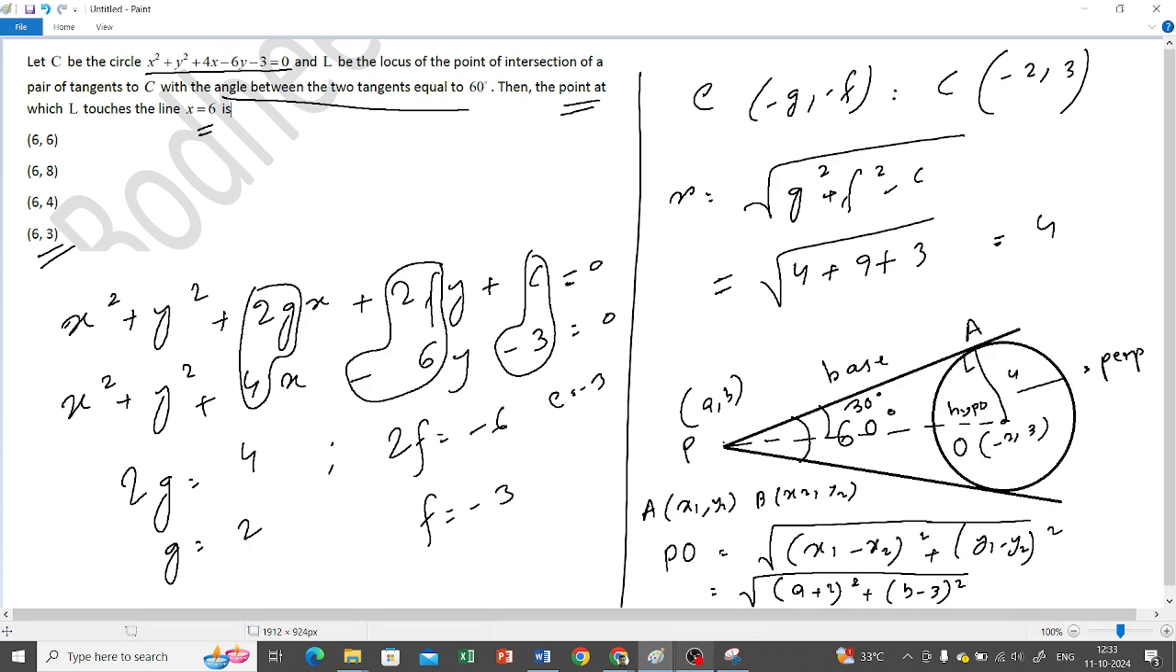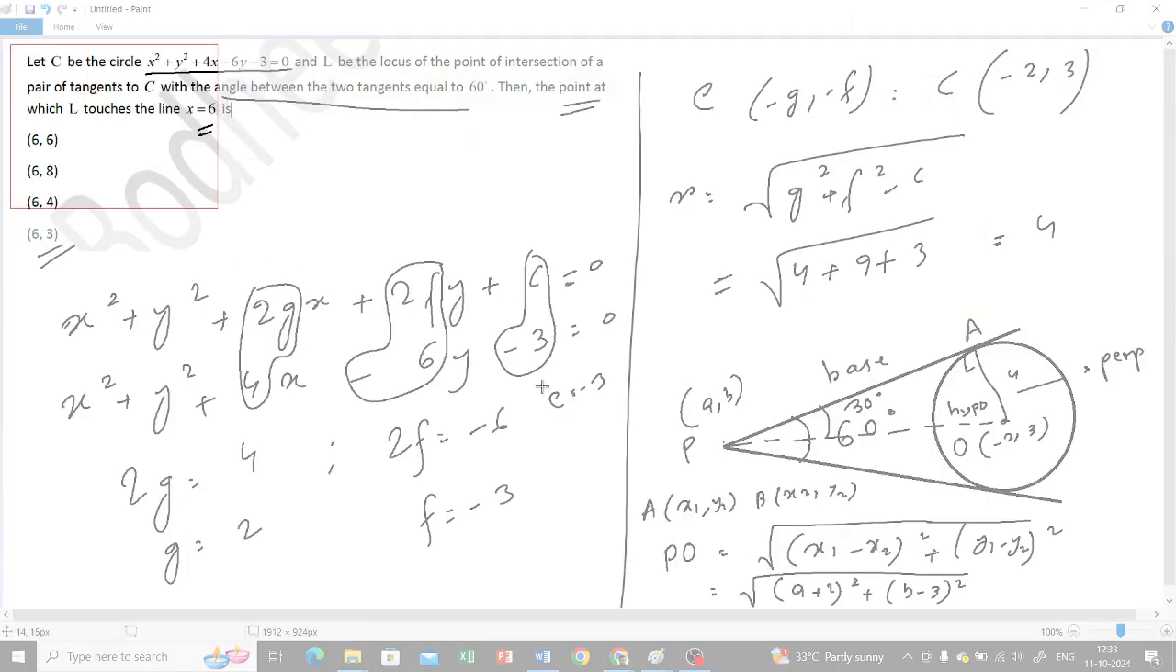Okay, I am sending this sum. You can copy this later. Right after this class, please copy.